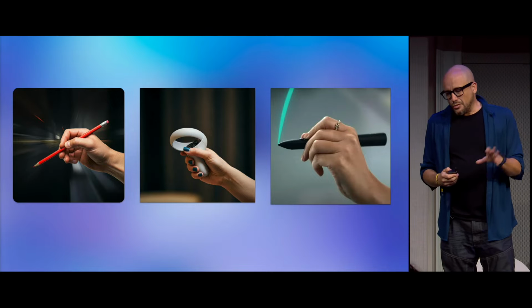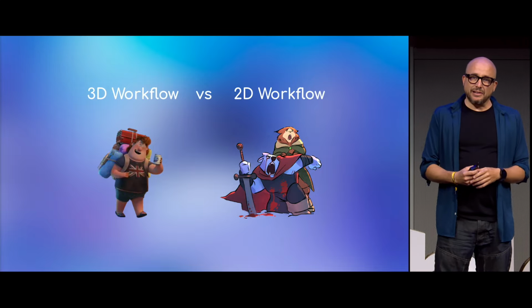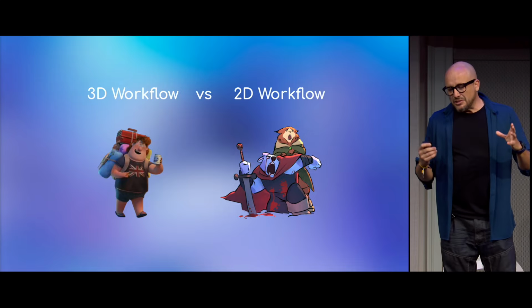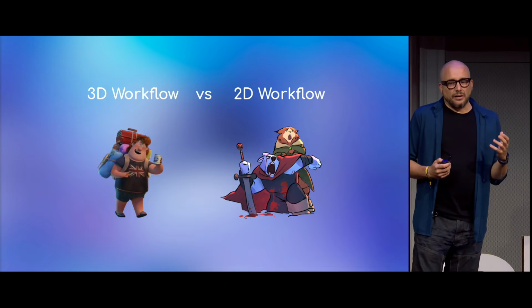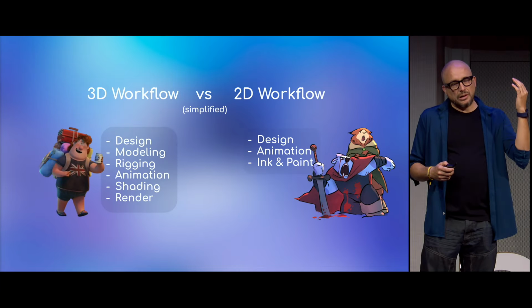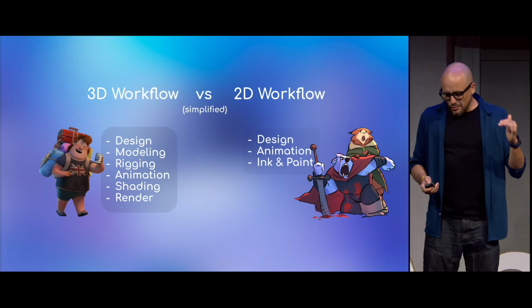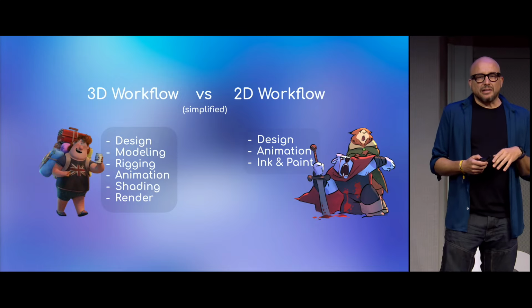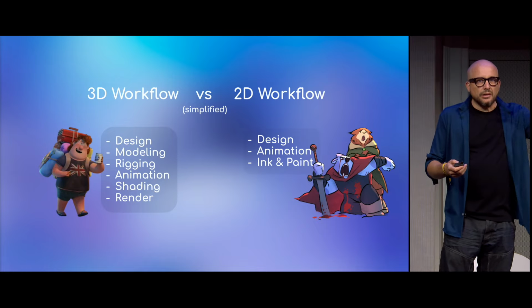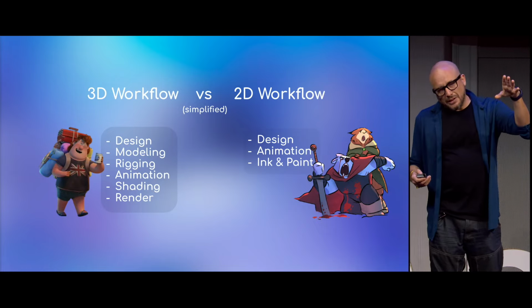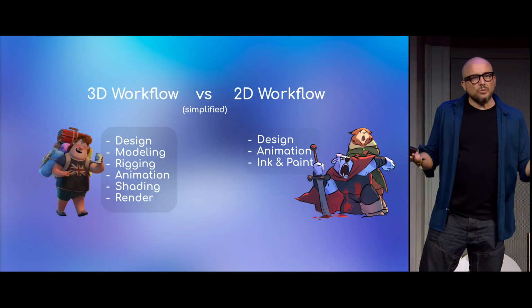With this in mind, this is the same slide as the last presentation, the difference between the 3D workflow and the 2D workflow. Basically, in 3D you have a lot of different steps. This is a simplified version, but you have design, modeling, rigging, animation, shading, and render. And we are 3D people, so for us this is natural. Of course, you need to model and make the UVs, make the materials, rigging. This is the workflow.